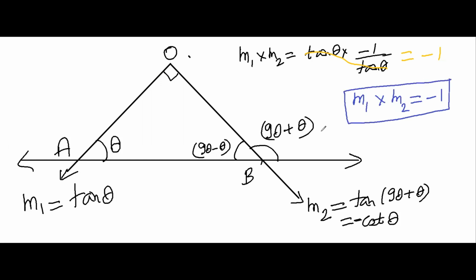So here, what is difficult for you? The difficult part is only this, which we will study not in 10th standard, but in 11th standard. So tan of 90 plus theta is minus cot theta. That you have to remember. Understood?